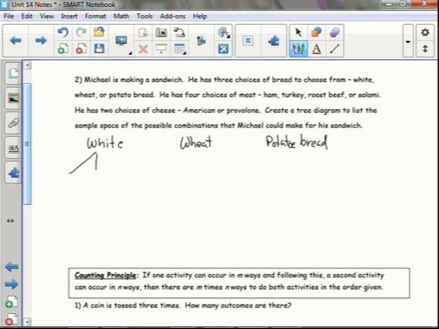All right, now, off of those, he has 4 choices of meat. So each one of these is going to have 4 branches off of it. I'm going to abbreviate here. He could have ham, turkey, roast beef, salami. Ham, turkey, roast beef, salami. Ham, turkey, roast beef, salami.